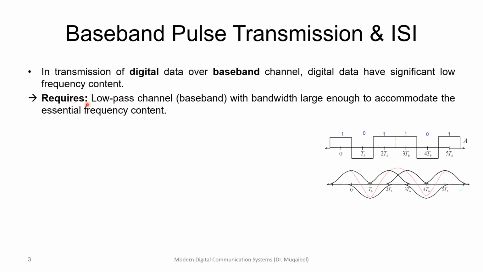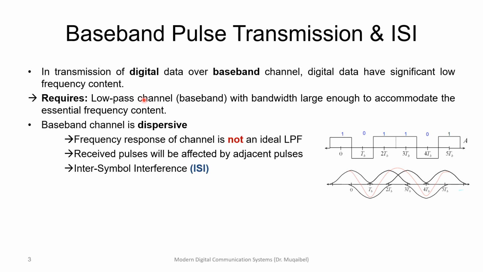What if this channel is not wide enough? If the channel is not wide enough, we will get what we call dispersion. So we'll have baseband channel dispersion. The meaning of dispersion is that the signal will disperse in time. The signal that was limited to a given time duration, TB, or bit duration, will cover more time. It will be dispersed. So the frequency response of the channel is not an ideal low pass filter, and there is going to be frequency variation.